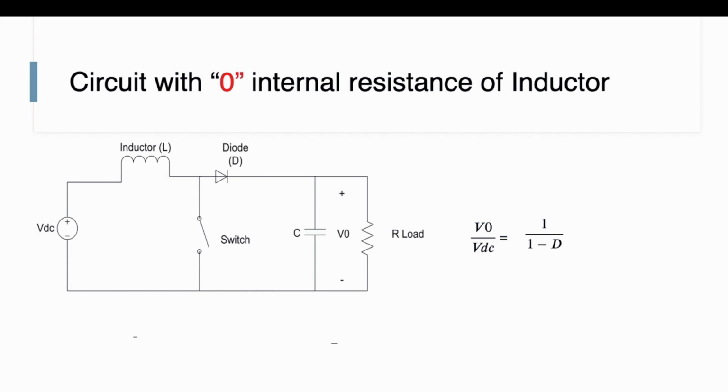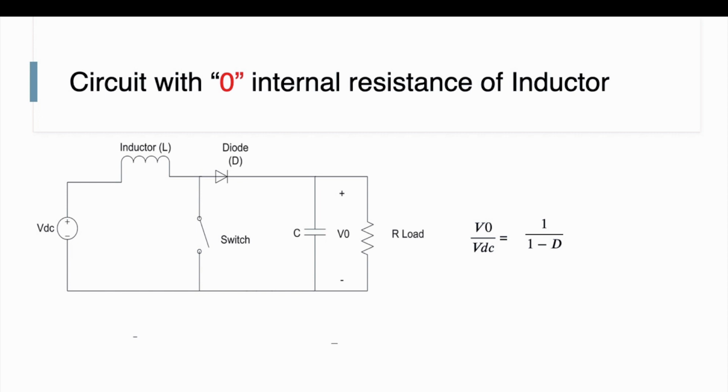The ratio of output voltage to the input voltage is given by 1 upon 1 minus D, where D is the ratio of T on and the sum of T on plus T off. Here, T on is on time of the switch and T off is the off time of the switch.